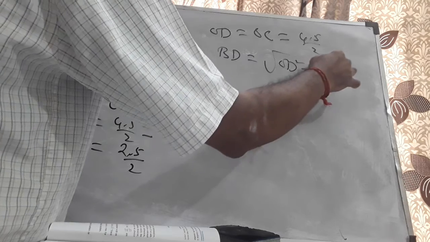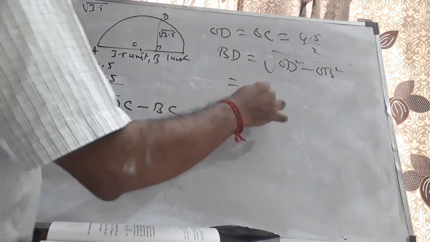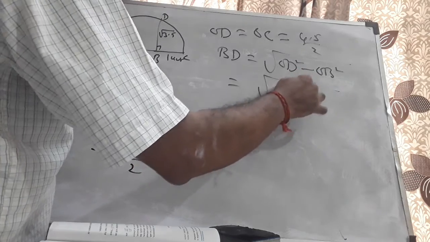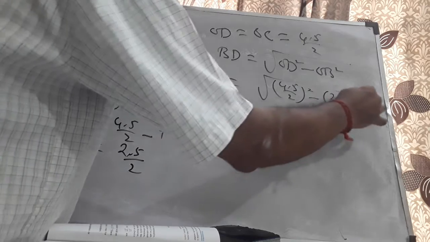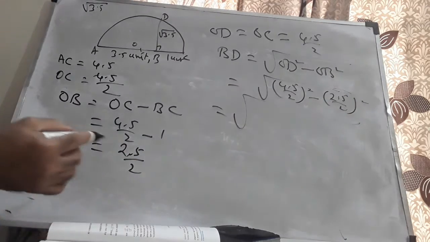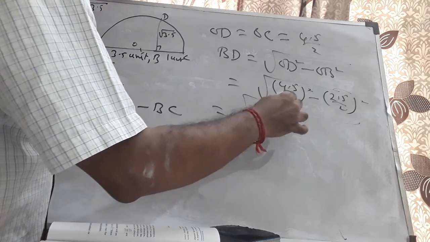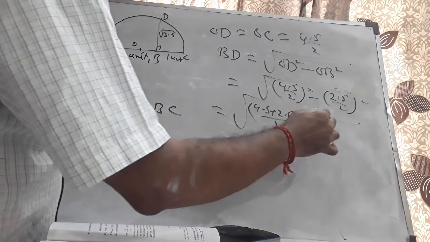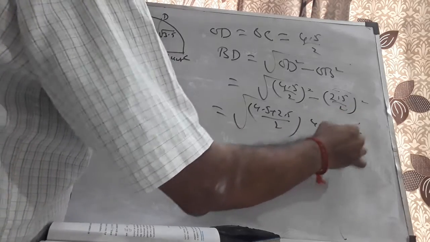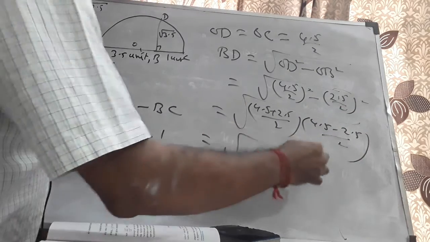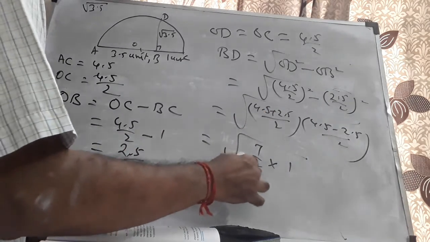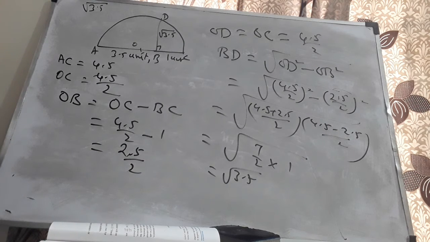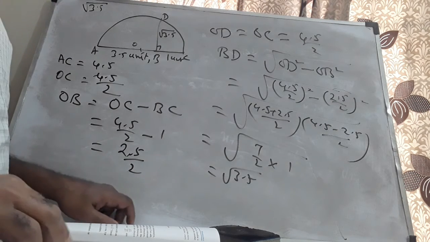Now BD is root of OD square minus OB square by Pythagoras theorem. This is (4.5 by 2) whole square minus (2.5 by 2) whole square. Let me apply the (a+b)(a-b) formula. (4.5 plus 2.5) by 2 into (4.5 minus 2.5) by 2, which is root of 7 by 2 into 1, which is root of 3.5. So length BD will be root of 3.5.